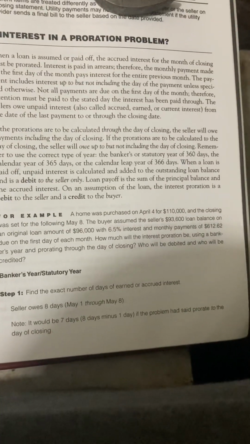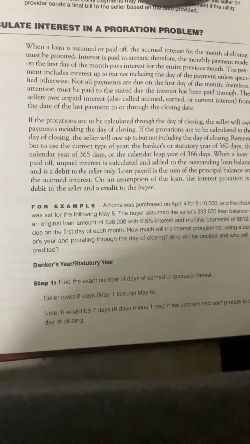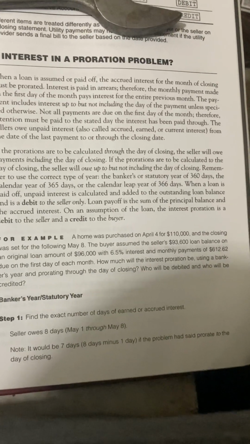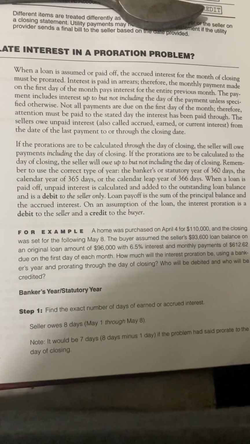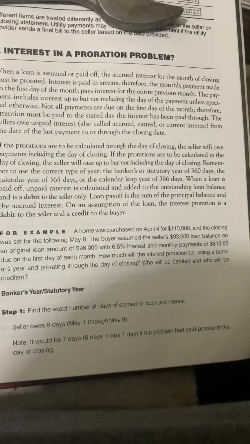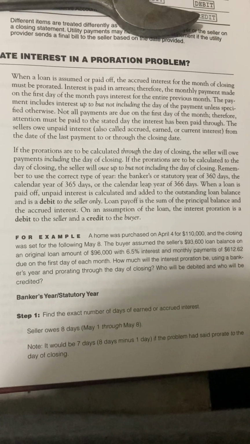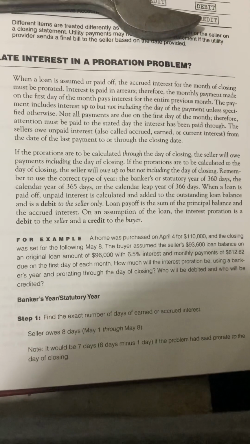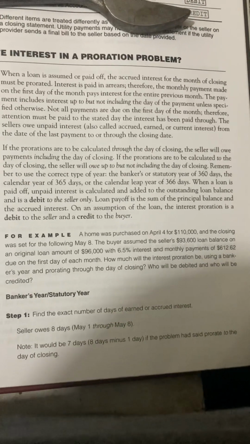If the prorations are to be calculated to the day of closing, the seller will owe up to, but not including, the day of closing. Remember to use the correct type of year. The banker's or statutory year of 360 days, the calendar year of 365 days, or the calendar leap year of 366 days.